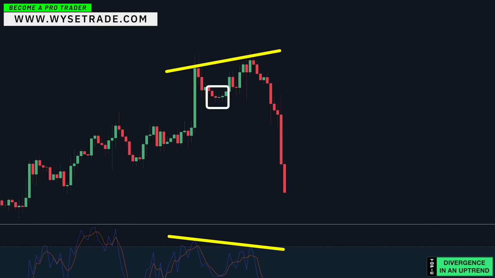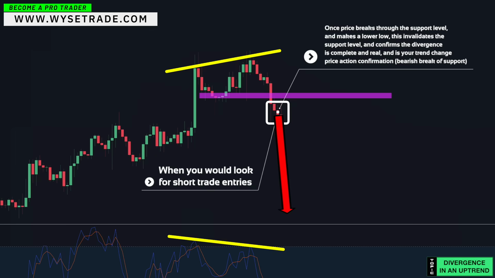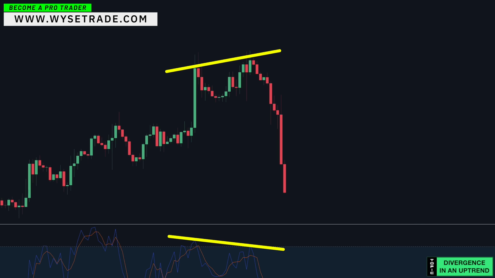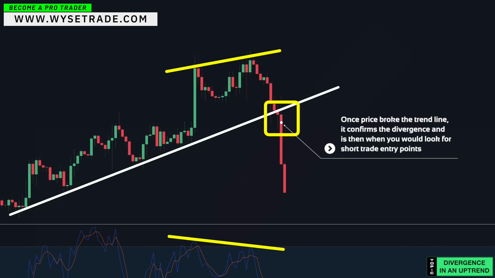This reversal point here creates a support level. Once price breaks through the support level and makes a lower low, this invalidates the support level and confirms the divergence is complete and real and is your trend change price action confirmation, and is then when you would look for short entry points. The second trend change price action you could have used is a trend line placed like this, connecting the swing lows, and once price broke the trend line, it confirms the divergence and is then when you would look for short trade entries.